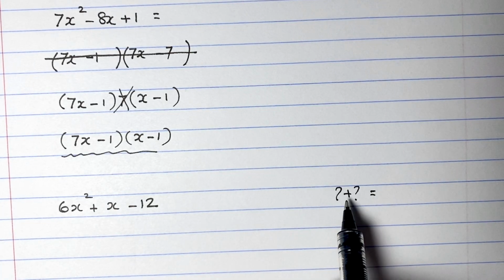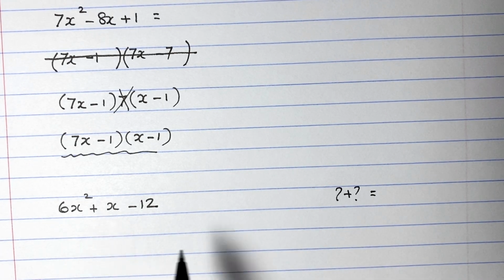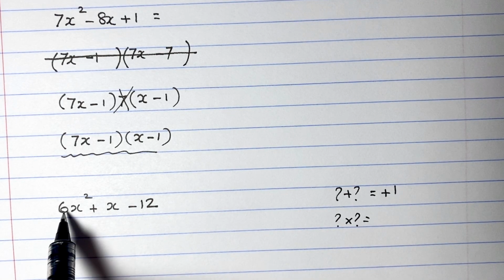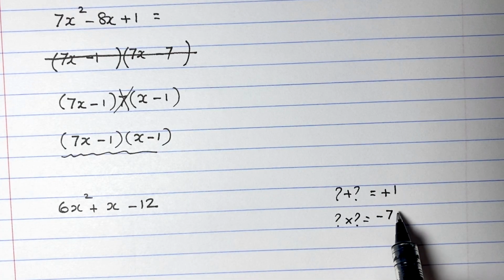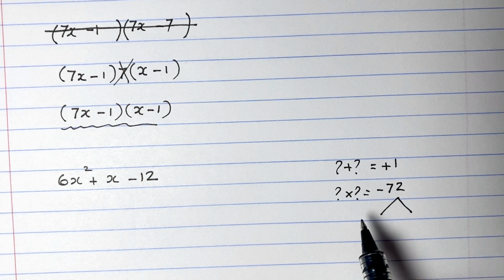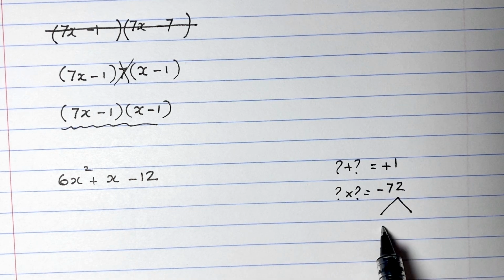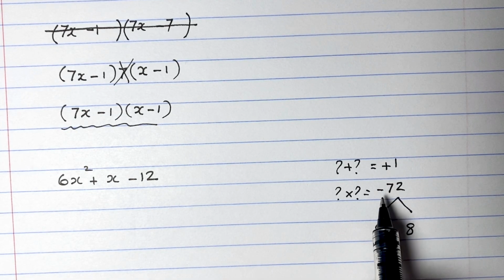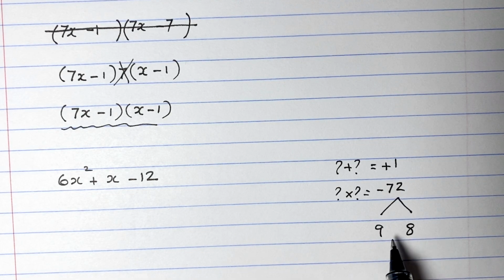Standard method. Adding, two numbers have to give me plus 1, times to give me 6 times minus 12, which is minus 72. So the two numbers with a gap of 1 must be 9 and 8, or 8 and 9, doesn't matter. Of course, they have to multiply to give me minus, so one of them has to be negative, one has to be positive. Here, by analyzing, it has to be positive 9 and negative 8. So when they add, they give you plus 1.